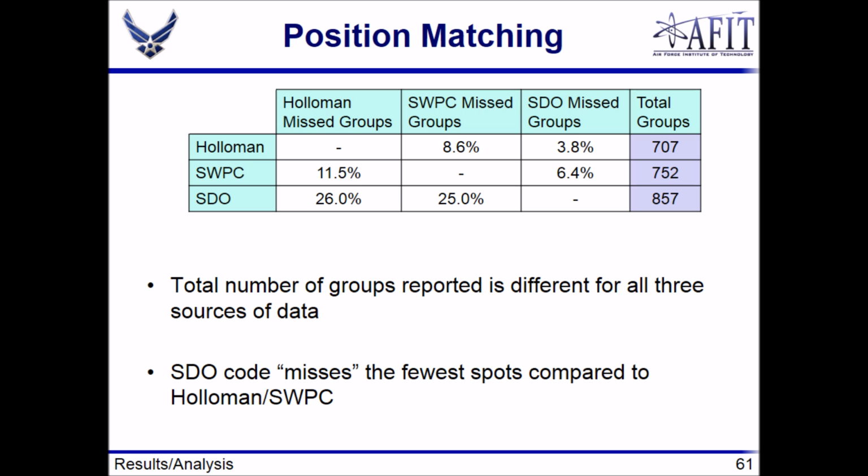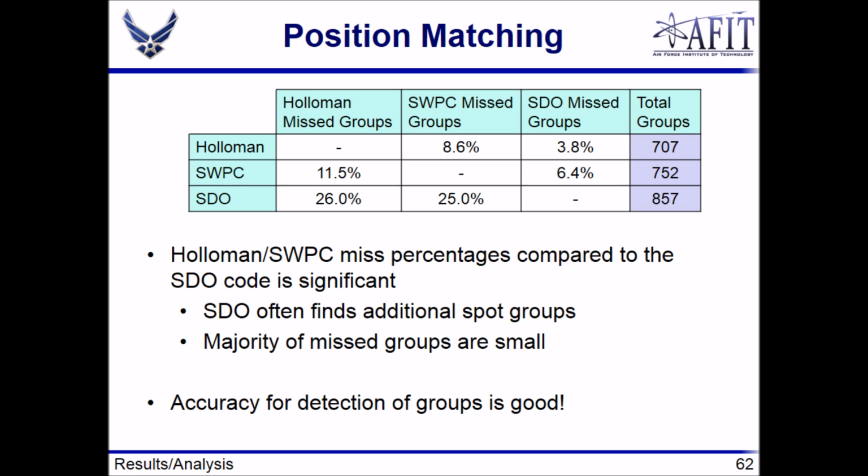So Holloman proposed a group, and the Space Weather Prediction Center didn't have a group to match that particular group. So they missed 8.6% of the groups, whereas the SDO only missed 3.8% of the groups. The trend continues for the SWPC comparison, and what we can see is that the SDO code misses the fewest number of spots compared to the Holloman and SWPC reports. One thing I'll note, though, is that on the next slide, you see 26 and 25% there. Holloman to SWPC miss percentages of the SDO code is pretty significant, and that's what we would expect.